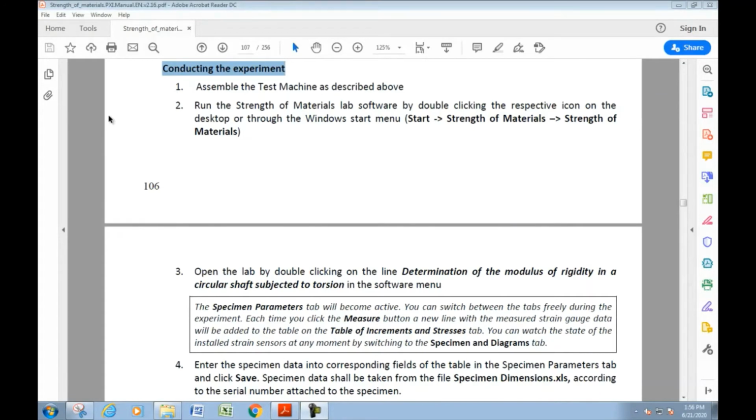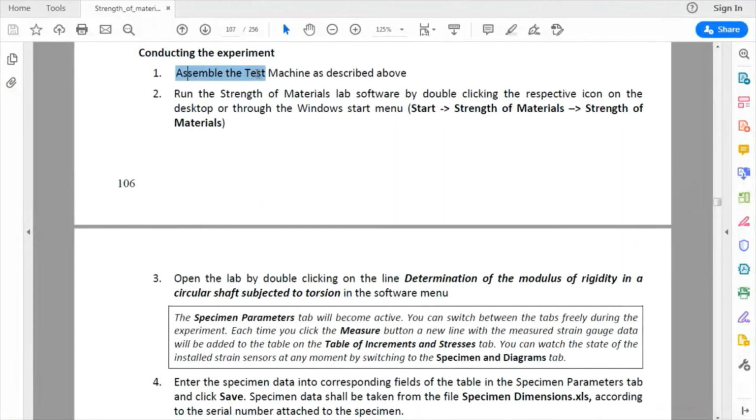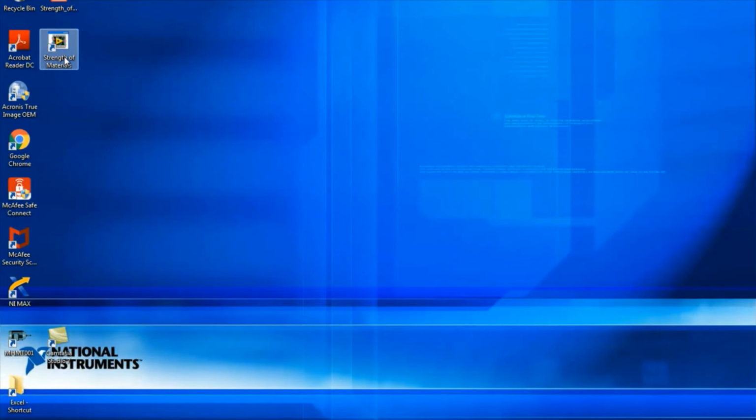Good. So for conducting the experiment, we already assembled our test machine as described above. Now we need to run the strength of materials lab software by double clicking the respective icon on the desktop. If I go to desktop, strength of materials, double click. So experiment number 4, this is determination of the modulus of rigidity in a circular shaft subjected to torsion. Double click on this experiment.